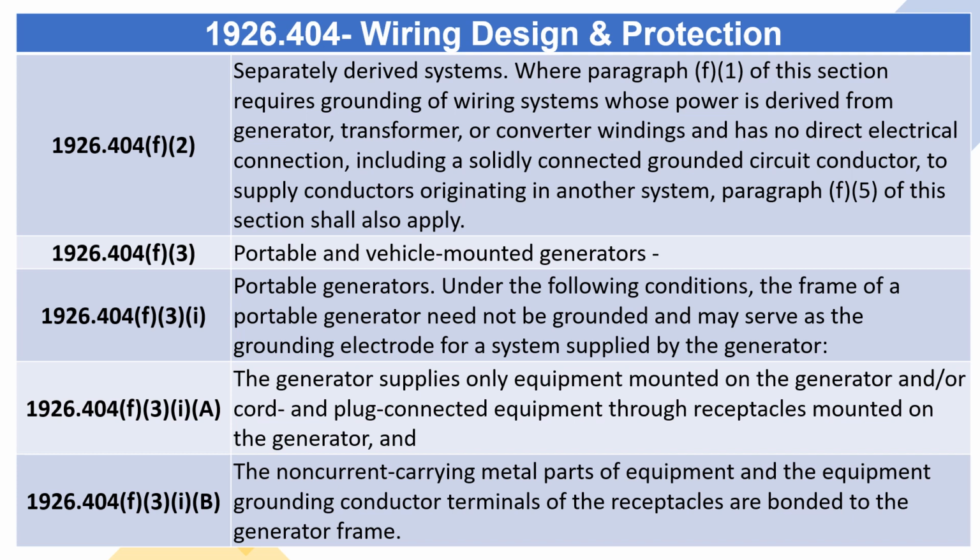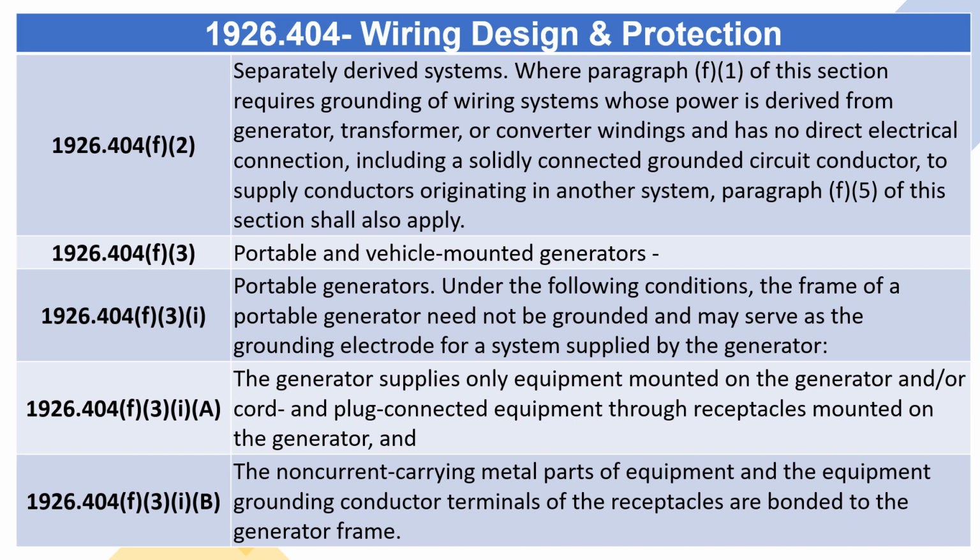1926.404(f)(2) Separately derived systems. Where paragraph (f)(1) of this section requires grounding of wiring systems whose power is derived from generator, transformer, or converter windings and has no direct electrical connection, including a solidly connected grounded circuit conductor, to supply conductors originating in another system, paragraph (f)(5) of this section shall also apply.